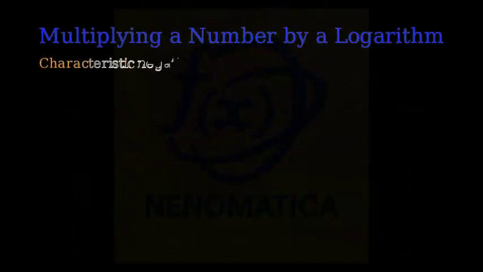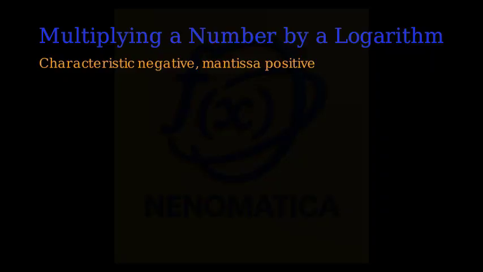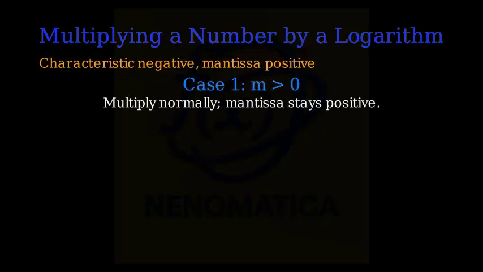In this lesson, we will multiply a number by a logarithm using two examples. We will handle a positive multiplier first, and then a negative multiplier using the idea of the cologarithm. Case 1. If the multiplier m is positive, we simply multiply, remembering that the mantissa must remain positive.